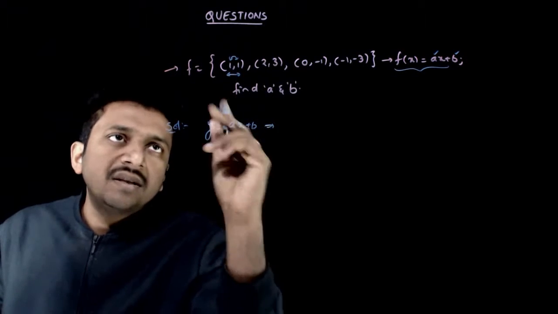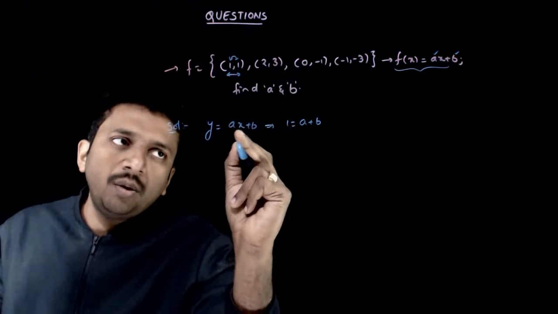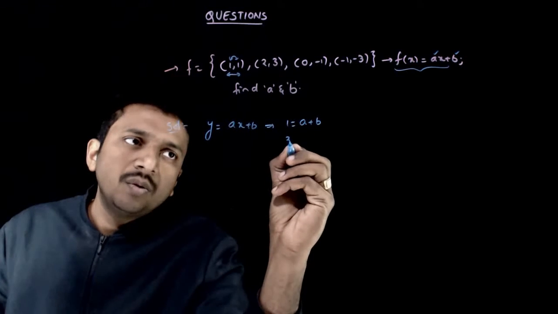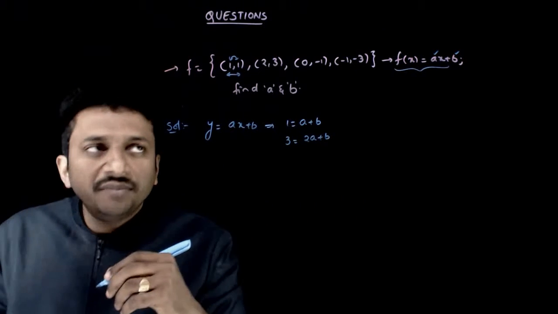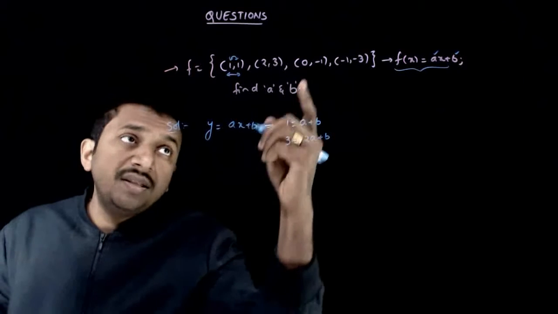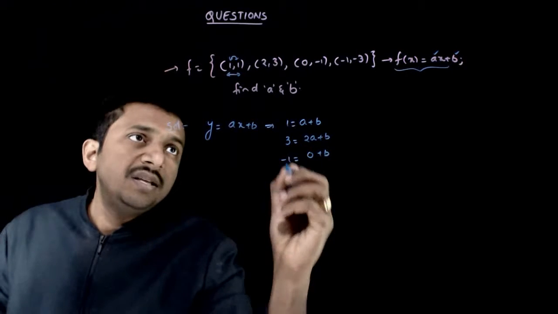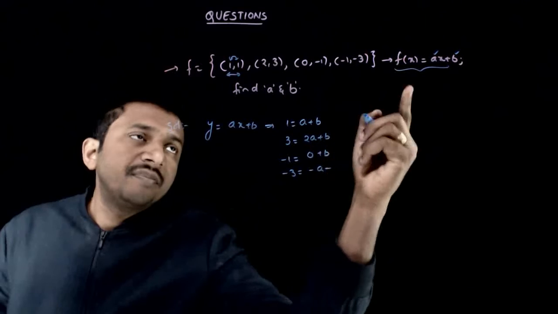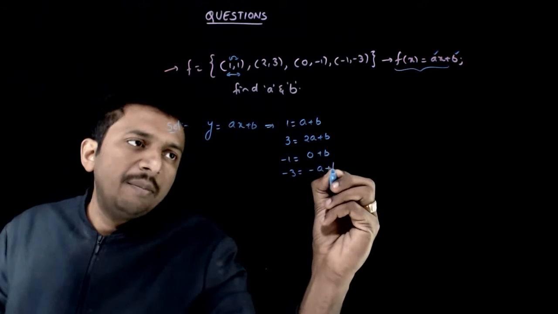So this implies, if you substitute the first point, 1 has to be equal to a into 1 plus b, a plus b, and for (2, 3), y is 3, which is equal to 2a plus b, and each and every point has to satisfy this. So minus 1 is equal to 0 plus b, and for (minus 1, minus 3), minus 3 is equal to minus a plus b.